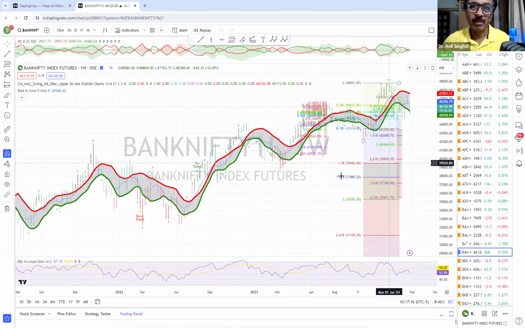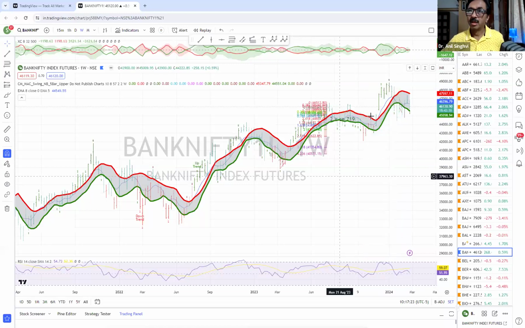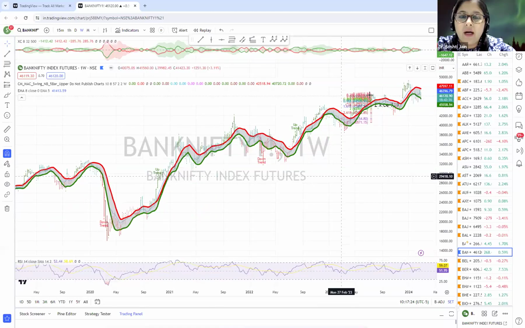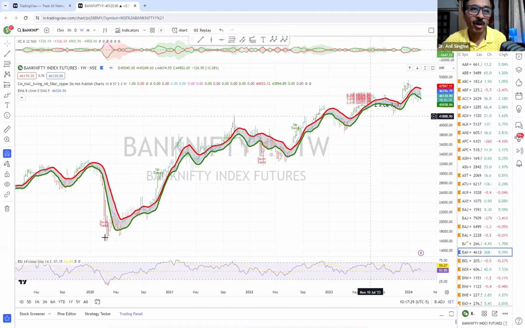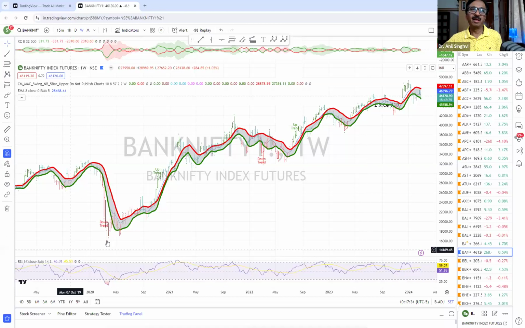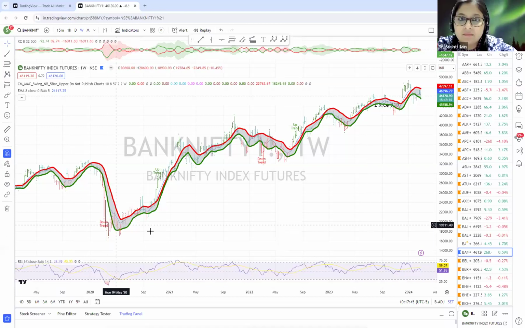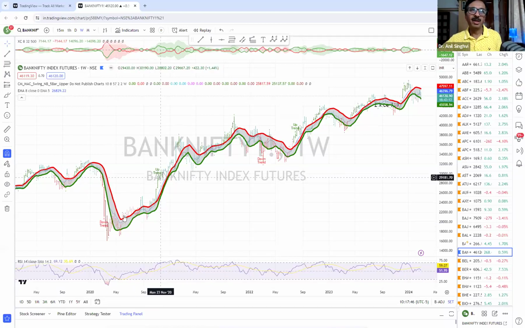So Bank Nifty is in an uptrend. This is a weekly chart, very easy to see. From the bottom here, you can clearly count 5 waves. I mean, a child can do it, right? So 1, 2, 3, 4, 5, then a 2 wave, then another one. So from here it is 1, 2, 3, 4, and 5, right? And then there is a 3 wave correction.